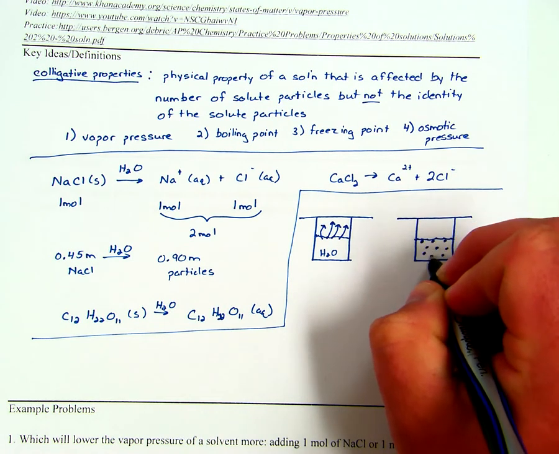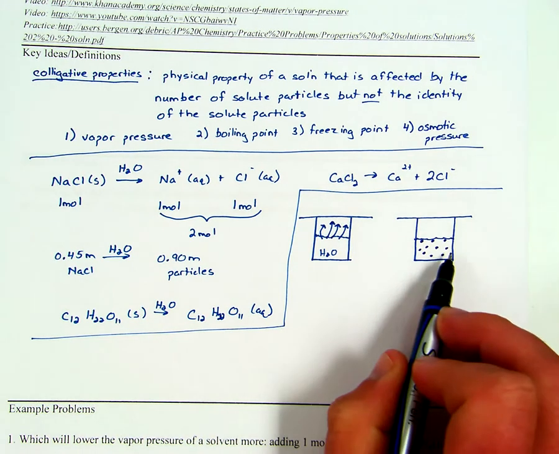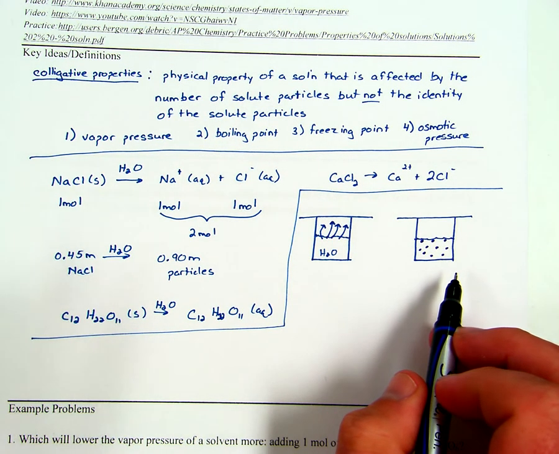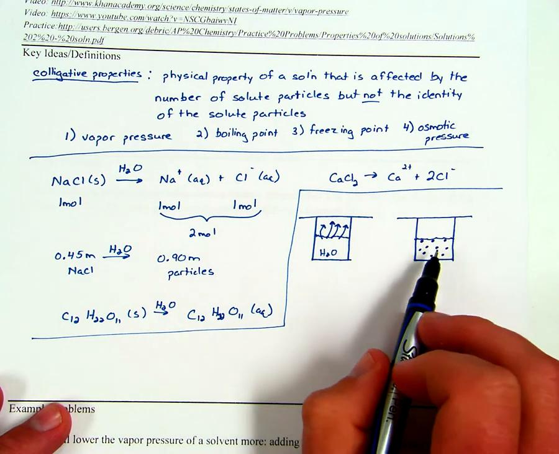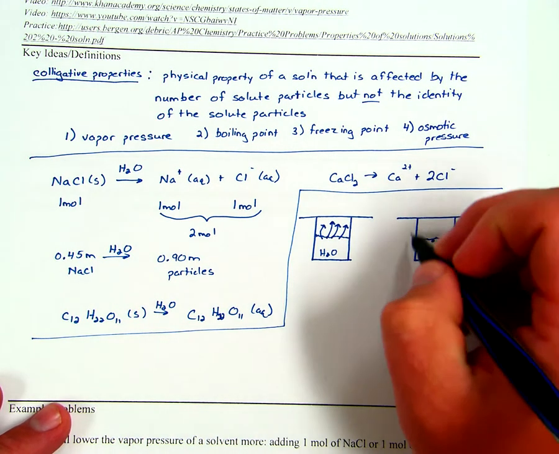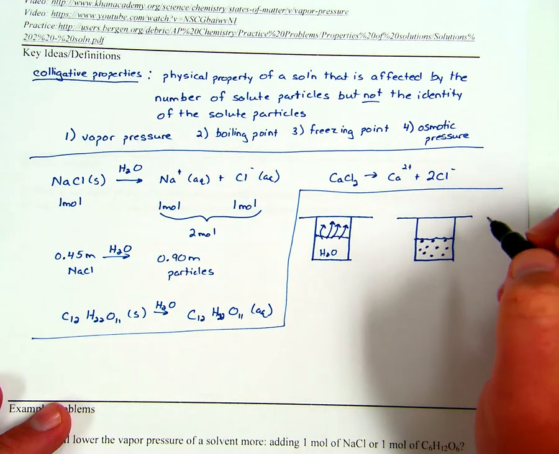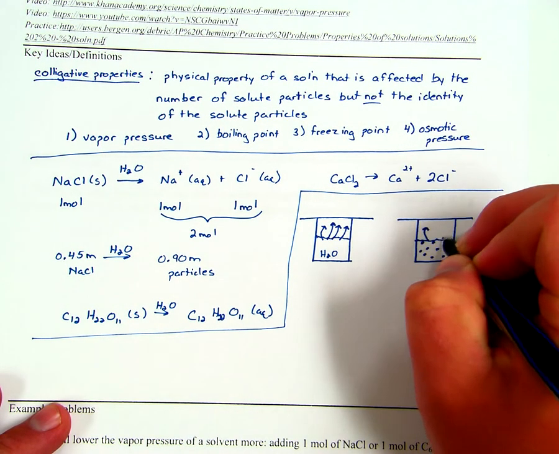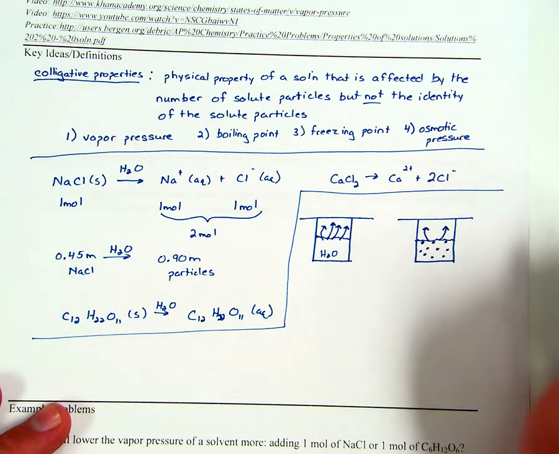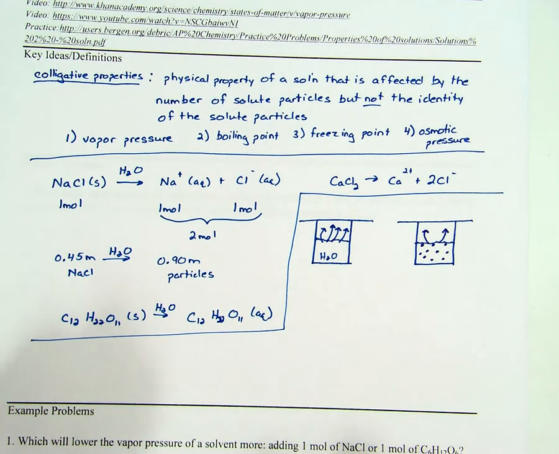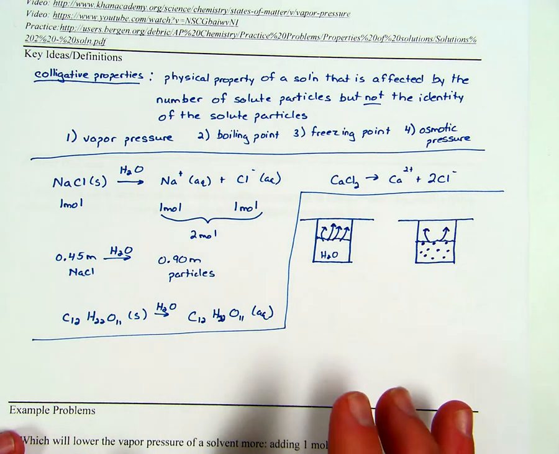Now those particles are going to take up some space. Because they're taking up space, there will be less space for water molecules to escape up here into the vapor phase. So because there's less space, there will simply be fewer water molecules that have escaped into the gas phase. So very generally, we can say that adding a solute will lower the vapor pressure of a solvent.